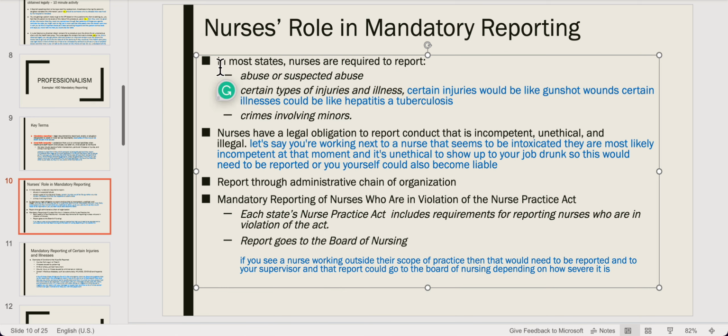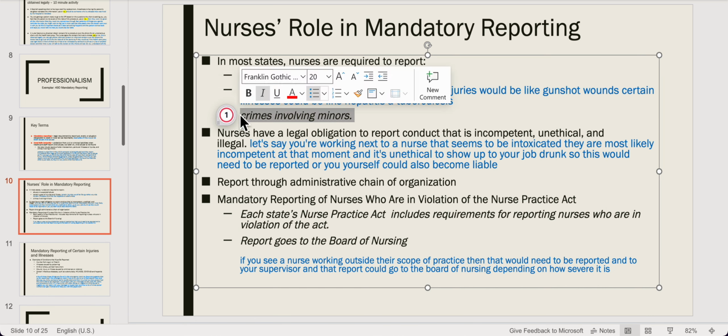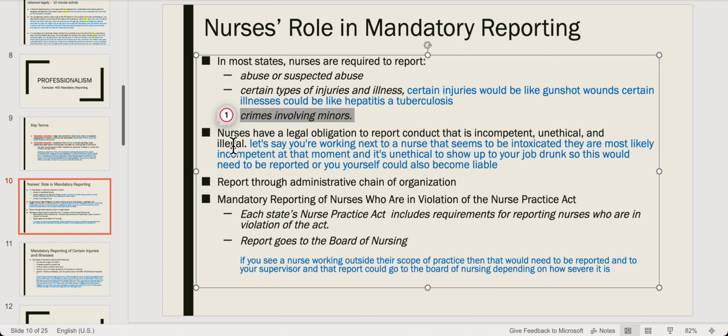Nurses' role in mandatory reporting. In most states, nurses are required to report abuse or suspected abuse, and certain types of injuries and illness. Certain injuries would be like gunshot wounds. Certain illnesses could be like hepatitis and tuberculosis. And crimes involving minors.